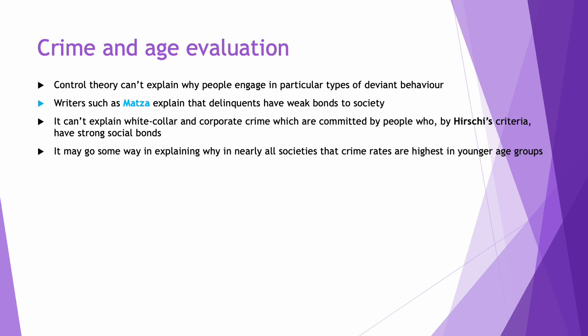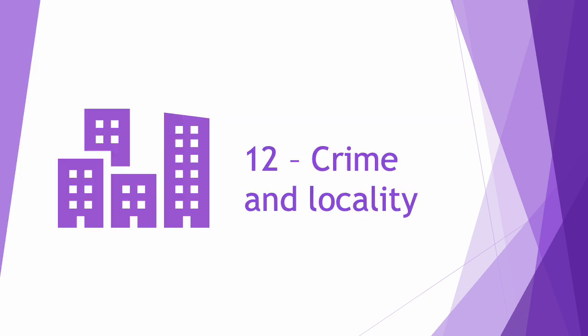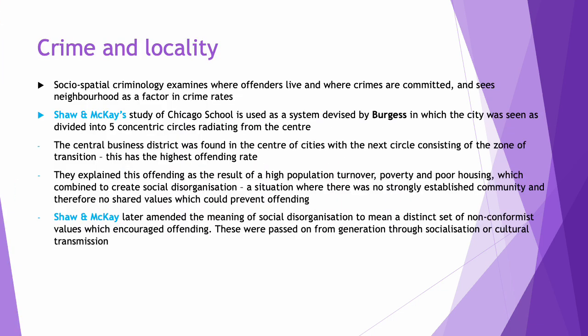Control theory can't explain why people engage in particular types of deviant behaviour. Writers such as Marxists explain that delinquents have weak bonds to society. It can't explain white-collar crime and corporate crime, which are committed by people who, by Hirschi's criteria, have strong social bonds, and it may go some way in explaining why in nearly all societies crime rates are highest in younger age groups. This is crime and locality.